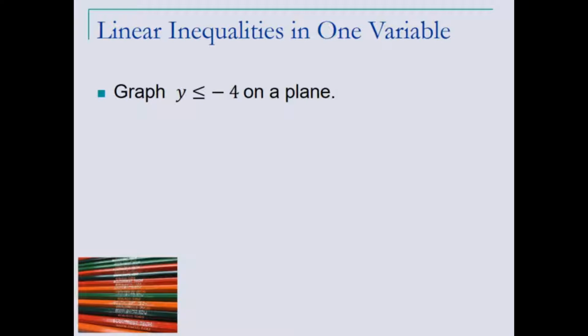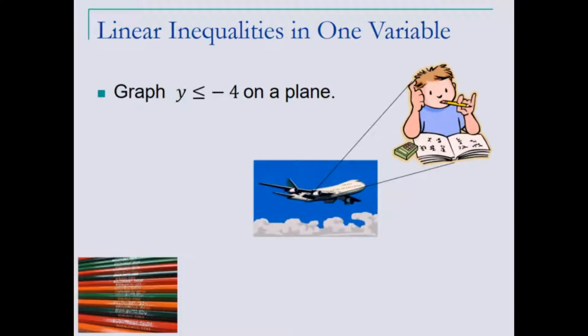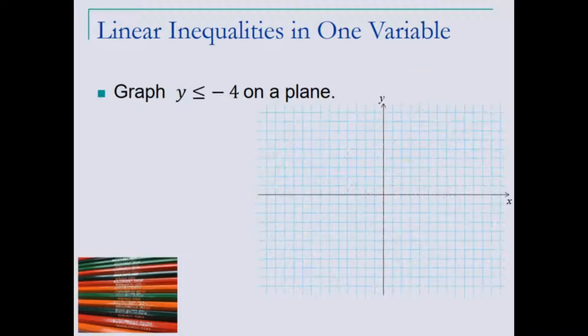In this video, they're asking us to graph this linear inequality in one variable, and typically when you hear one variable, you may think number line. However, it says graph y less than or equal to -4 on a plane. It's not this kind of plane, rather it's a coordinate axis system.